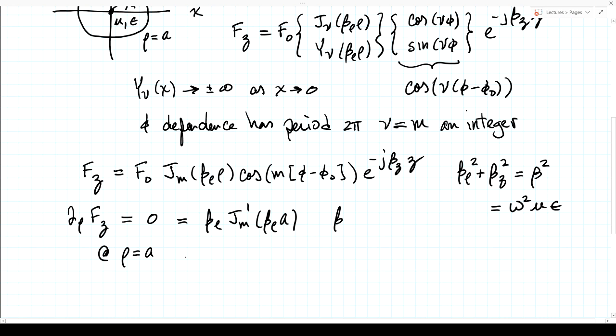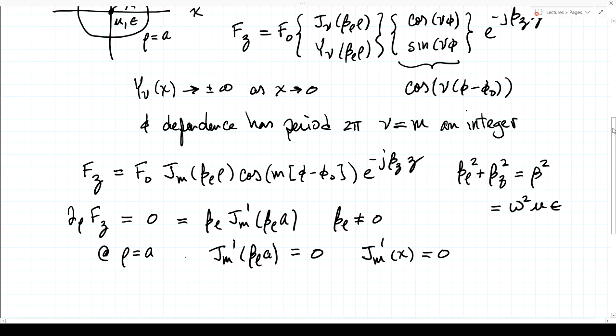And if we assume that beta rho is not equal to zero, then this requires that J_m prime of beta rho a is equal to zero. So let's look at J_m prime of x equal to zero. Now that's not as simple as what we talked about with the Bessel functions previously. They look a little bit like sines and cosines divided by a square root of x, at least for large arguments, but they're not exactly periodic. So we don't have nice simple formulas for the zeros of the functions or their derivatives.